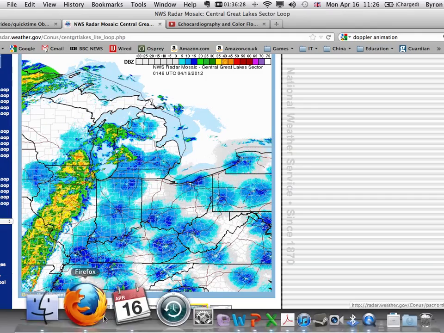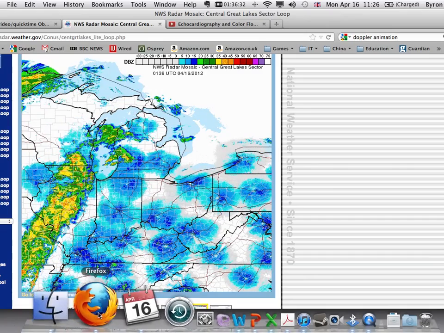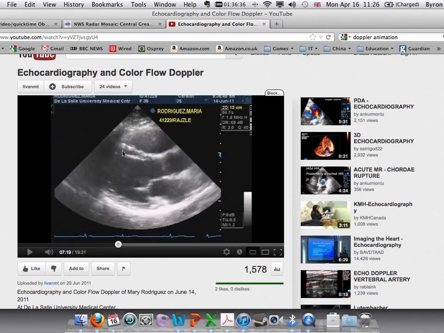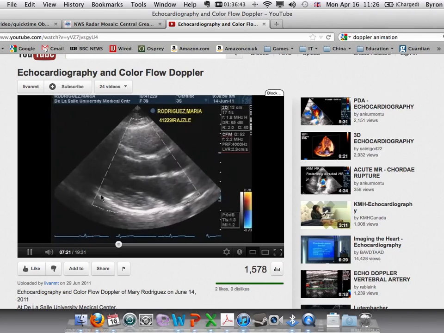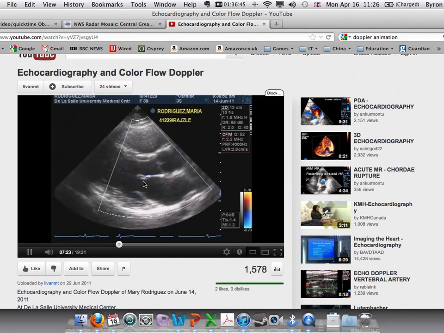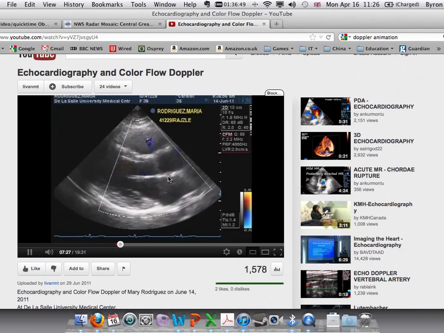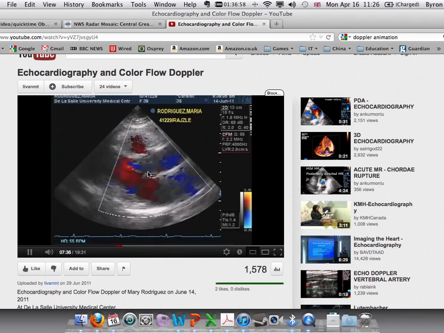And the final example I wanted to look at is echocardiography, a medical use, where you can measure blood flow, for example, through the heart in this case. You can see red is moving away and blue is moving towards, so you can measure the blood flow and the rate of blood flow through the heart or different parts of the body.